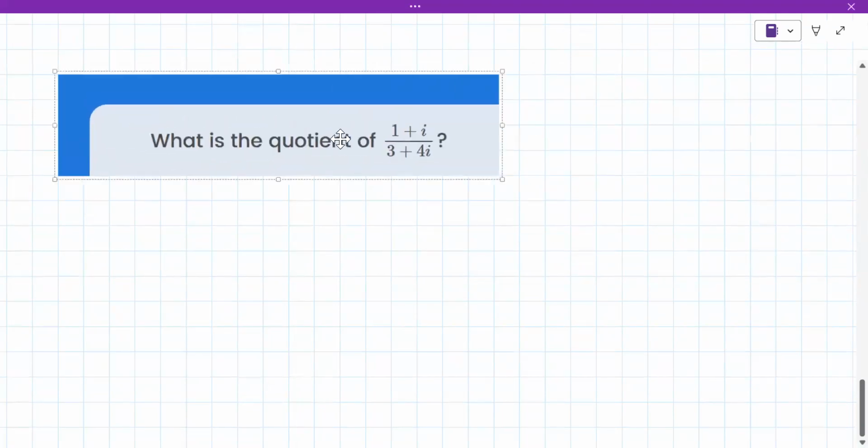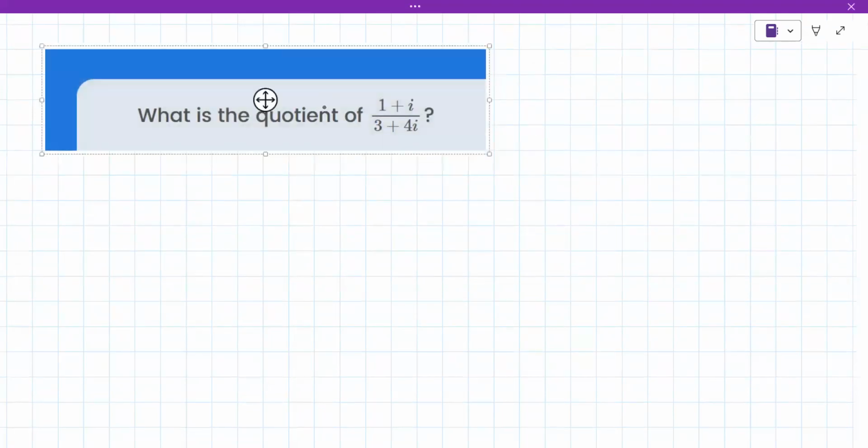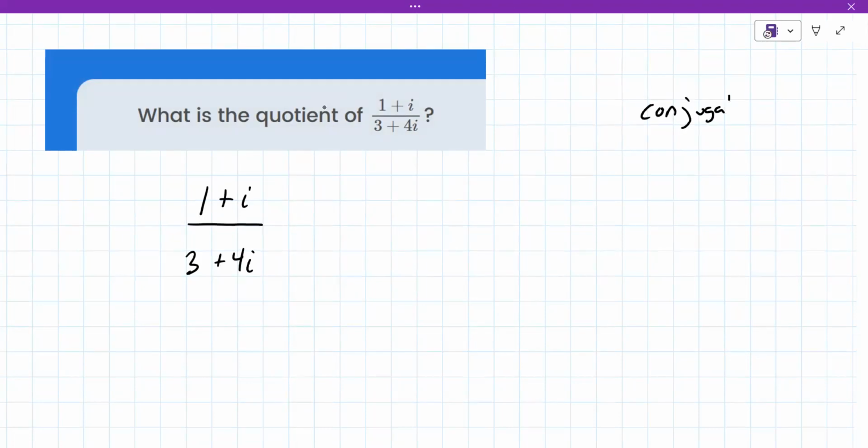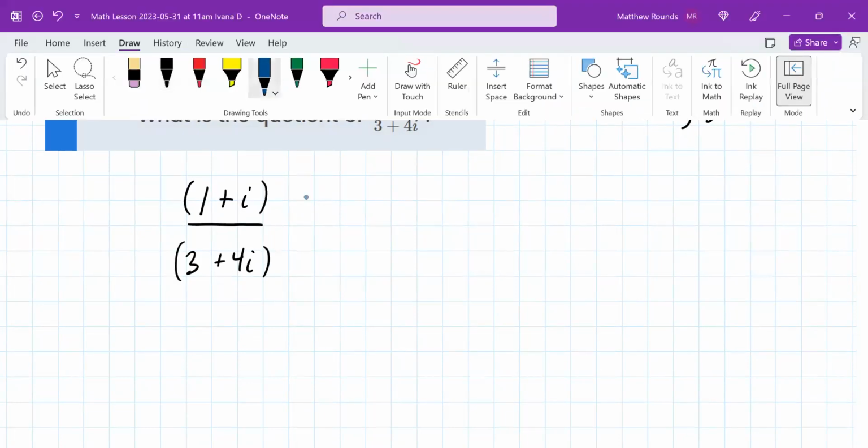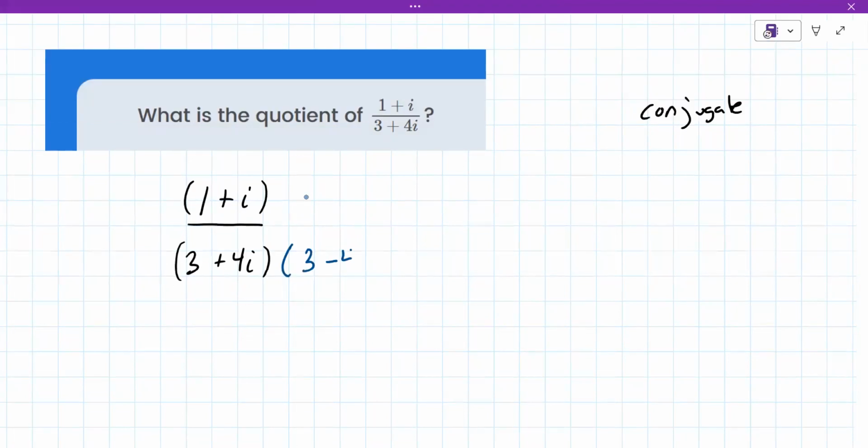All right. It says, what is the quotient of 1 plus i over 3 plus 4i? And there's this thing called a conjugate that we're going to use in this problem. So I'm going to show you that here. The conjugate of the bottom is 3 minus 4i. Notice it's exactly the same as what's written in parentheses, except for the operator. Plus switches to minus. It can also be minus to plus.